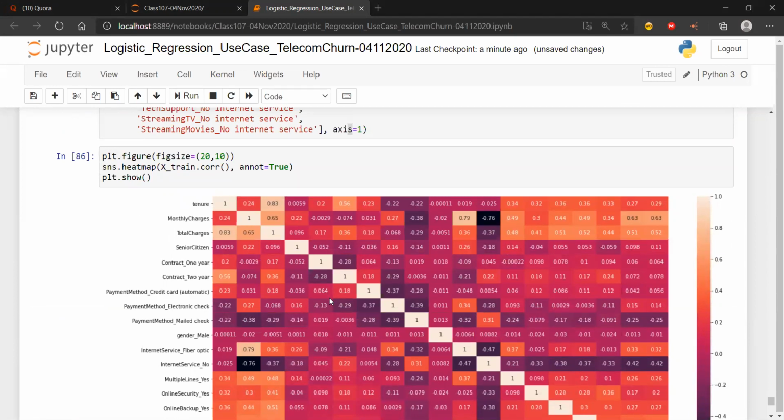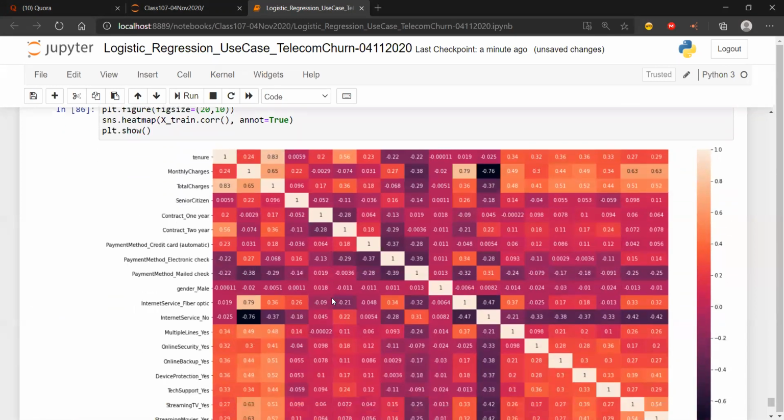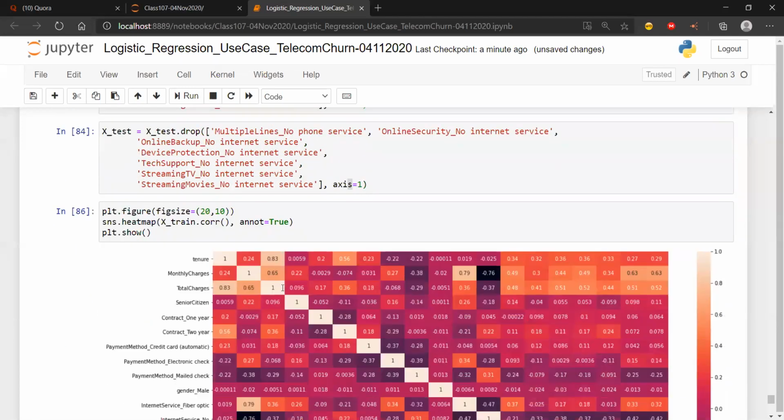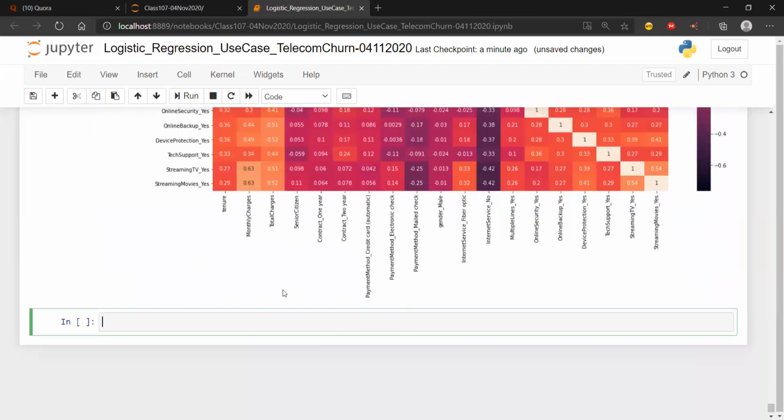Or do you think we should drop? You can drop, actually that's not an issue. Okay, let's keep it and let's see how it goes. If it does not turn out into a good model, we'll come back.